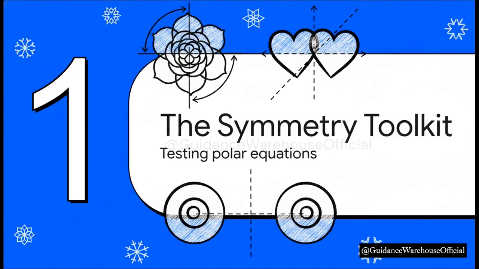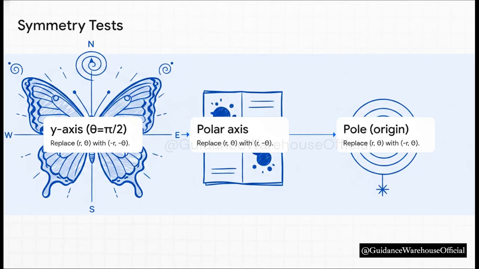All right, let's dive into part 1, the symmetry toolkit. Before we start drawing those really cool, beautiful curves, we've got to build our mathematical toolkit. First up, symmetry. Symmetry is honestly just like folding your graph perfectly in half. If the ink matches on both sides, boom, it's symmetrical.